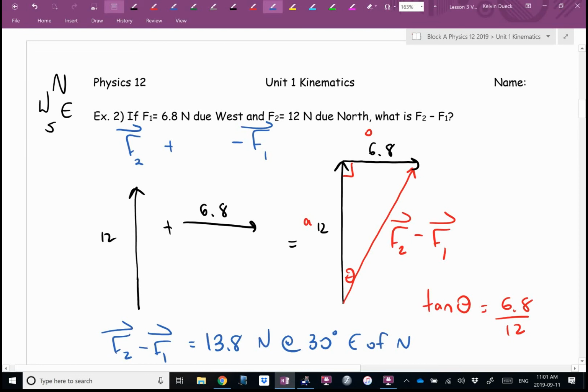Mr. Dueck, when would you subtract vectors? You gave us a nice example where we added the vectors for that airplane question. It was kind of a cool application. When would you subtract vectors? I'm so glad you asked.